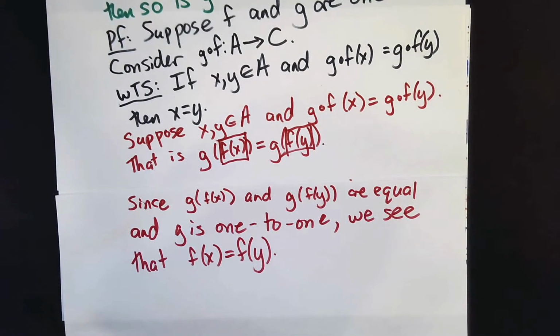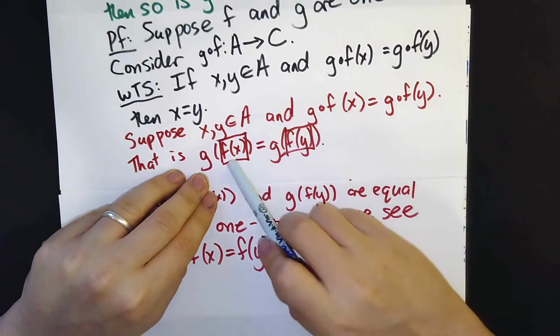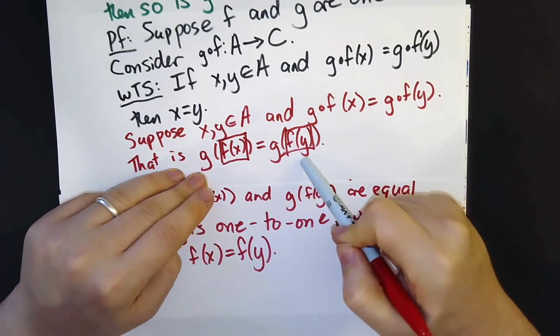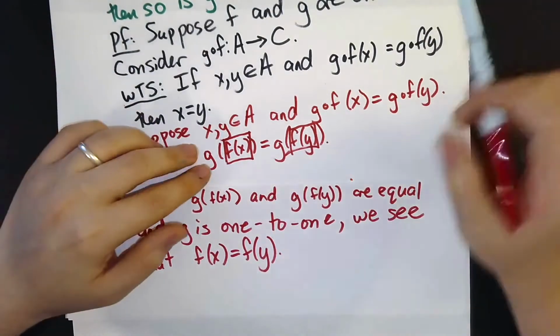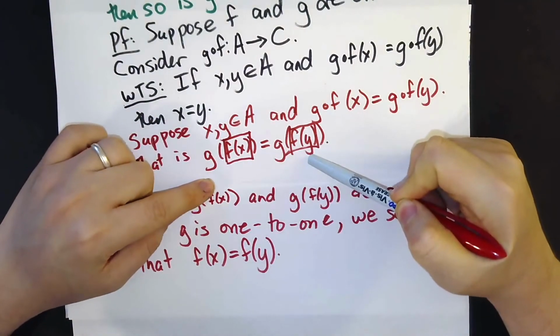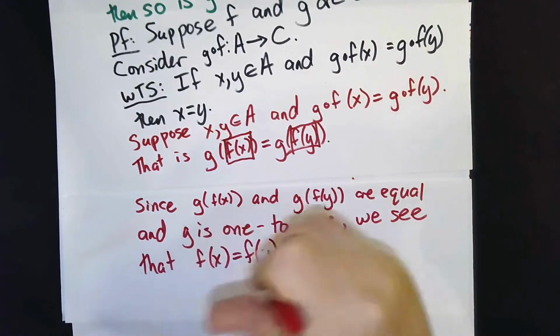Let me just reiterate what's going on here. The fact that g is one-to-one, what does that mean? It means that if I put two things into g and I get back the same answer, then the two things I put into g were equal. In this case, the two things I'm putting into g happen to be f of x and f of y. And it doesn't matter that these things are actually functions applied to things, they're just things. And so when I put these two things into g, and I got back the same answer, that told me, because g was assumed to be one-to-one, that in fact those two things are the same. So I get that f of x is equal to f of y.